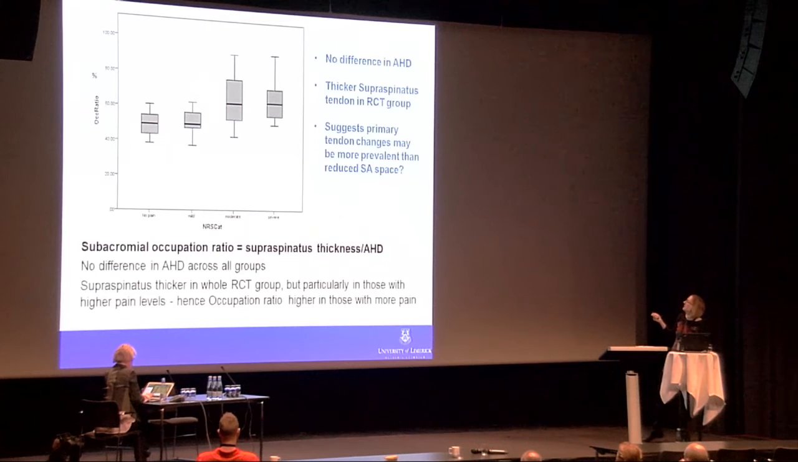And this was the beginning of suggesting, well, maybe if the subacromial space isn't changing in this group, but the tendon is because it's clearly thickening, are the primary tendon changes more prevalent than the actual reduction in subacromial space in people who are not at the very degenerative end of the scale. So when you do the cross-sectional study, that's all very well.